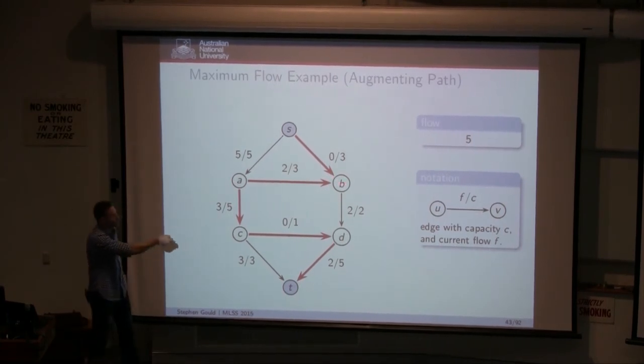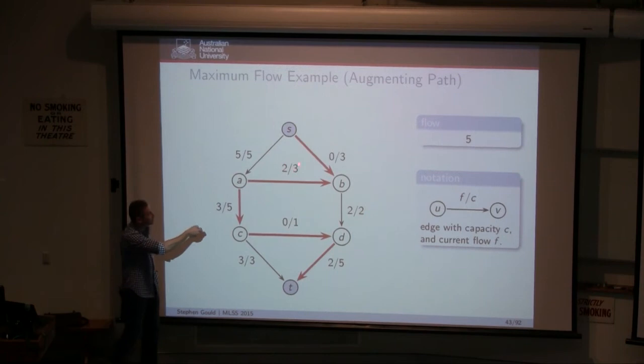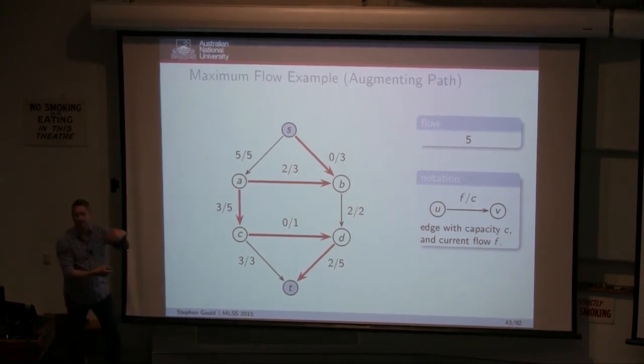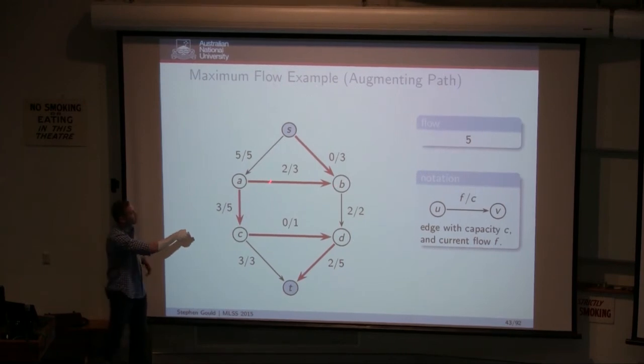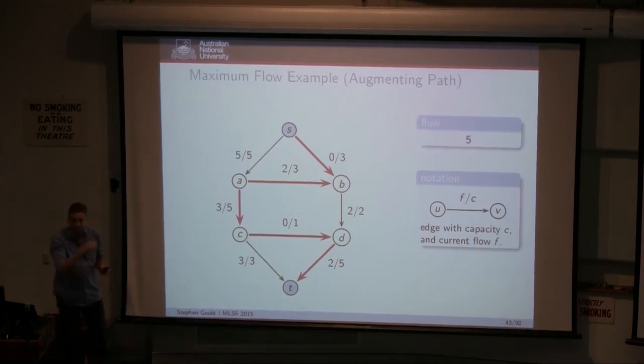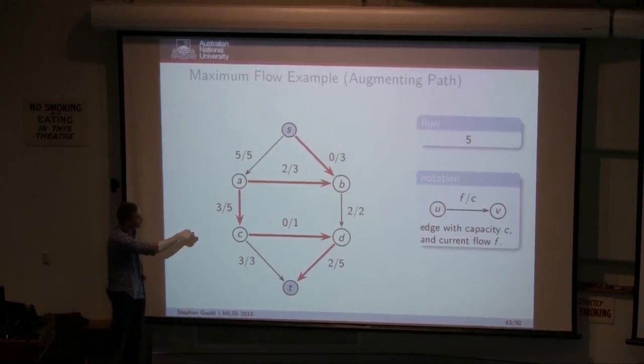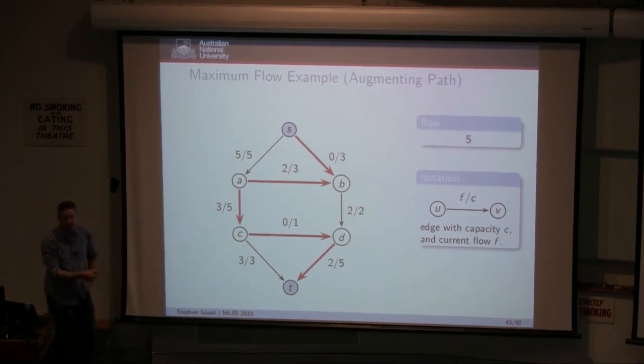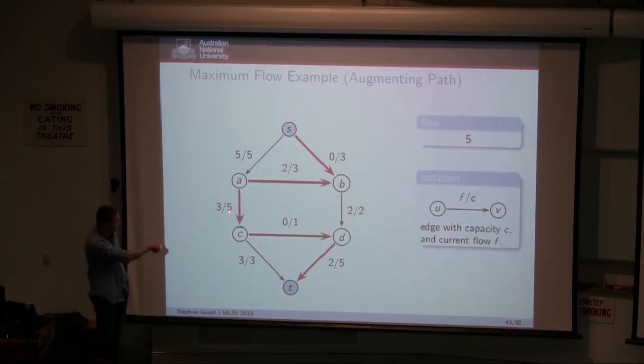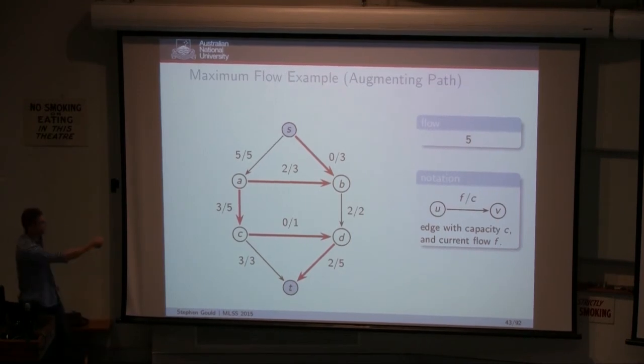Why can I send flow through this path? Because I've already sent 2 units of flow in this direction. I can take back some of that flow, right? So I can send flow back in the opposite direction, and the maximum amount of flow that I can send in that backward direction is this unit 2. All right? And so I've got residual capacity here of 2, capacity here of 1, capacity here of 3, and so the maximum amount of flow that I can send along this augmenting path is 1.